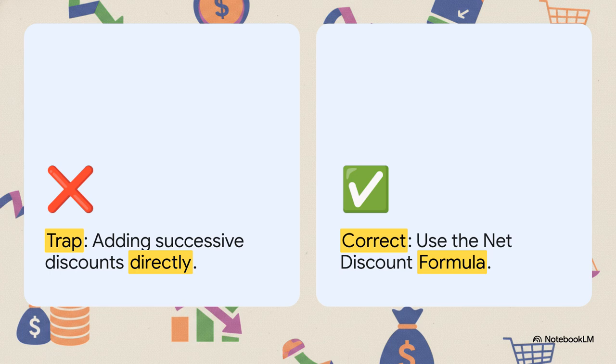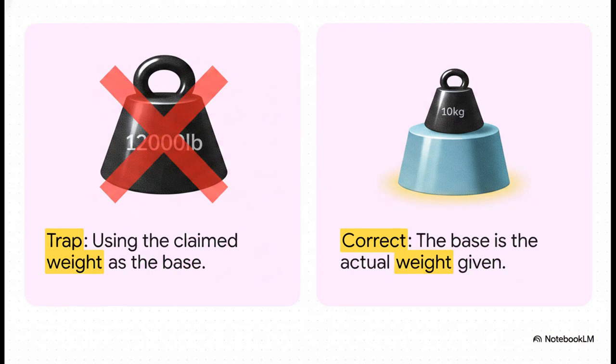Big difference, right? Here's another massive pitfall to watch out for. When you're dealing with a dishonest shopkeeper who uses fake weights, the trap is using their claimed weight as the base of your profit calculation. Remember our golden concept from earlier? The correct approach is that the base is always the actual weight the shopkeeper handed over. That is their true cost base. Don't let them trick you.